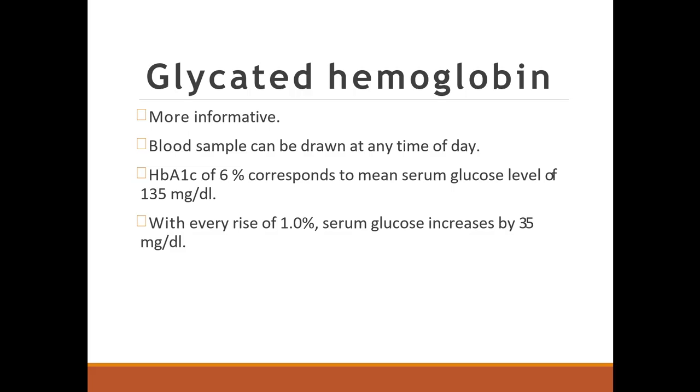It is more informative. A blood sample can be drawn at any time of day. HbA1c of 6% corresponds to a mean serum glucose level of 135 mg per deciliter. With every rise of 1%, serum glucose increases by 35 milligram per deciliter.